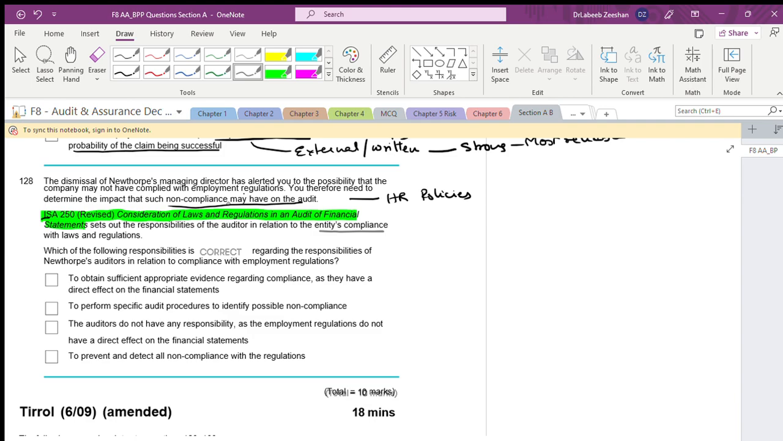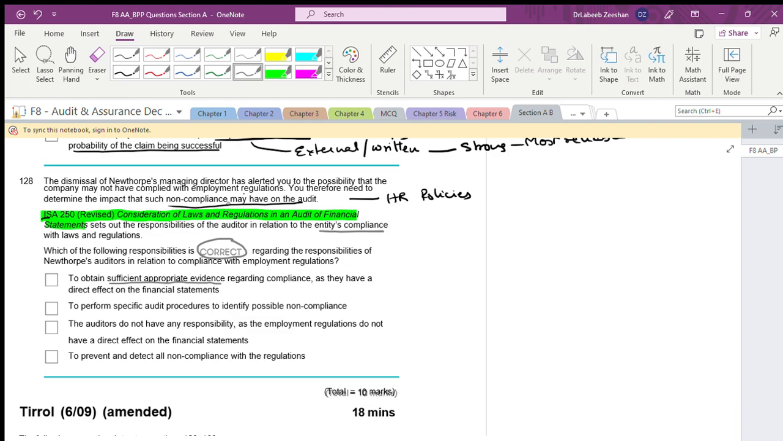Which of the following responsibilities is correct regarding the responsibilities of auditors? What does the auditor have to do in these circumstances? That's very important. What does the auditor have to do? To obtain sufficient appropriate evidence. This is the key phrase. Is that all?